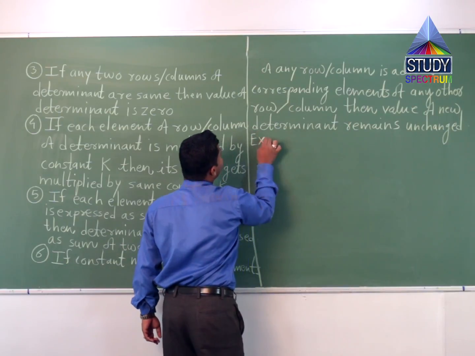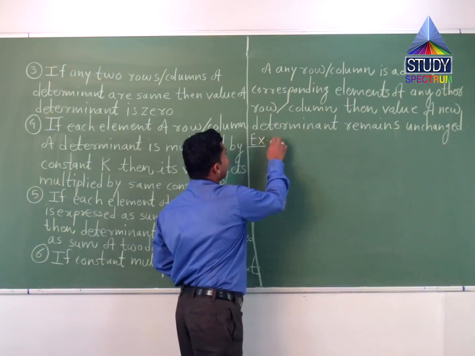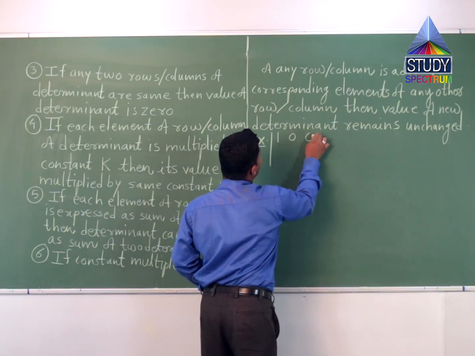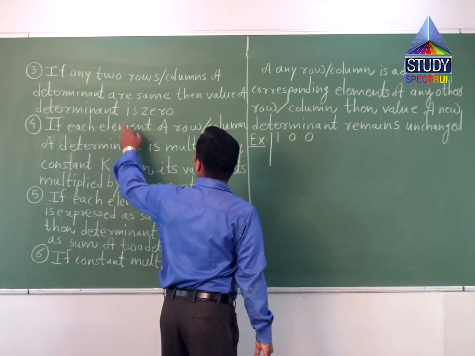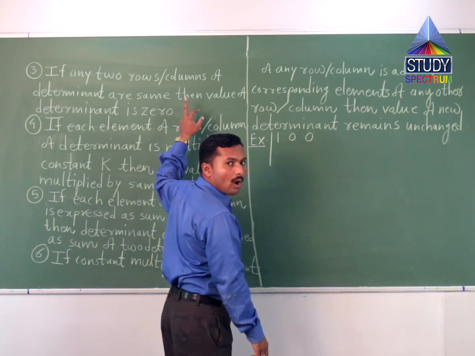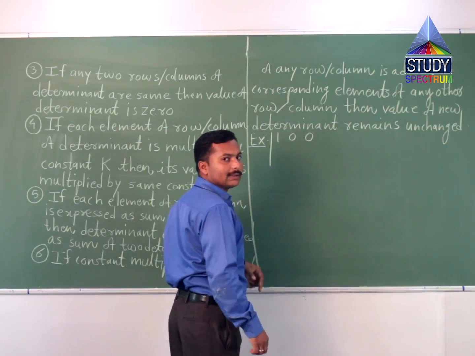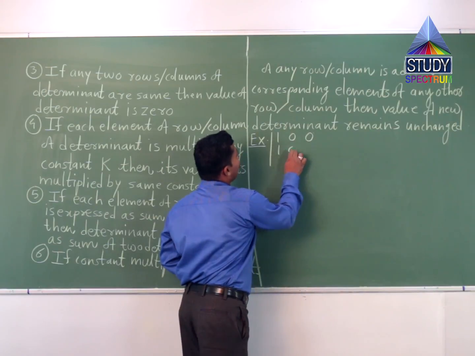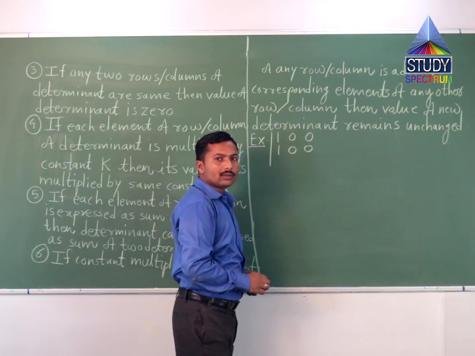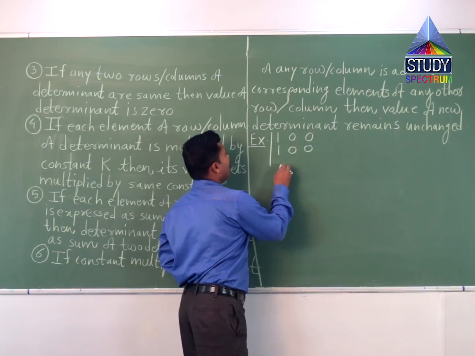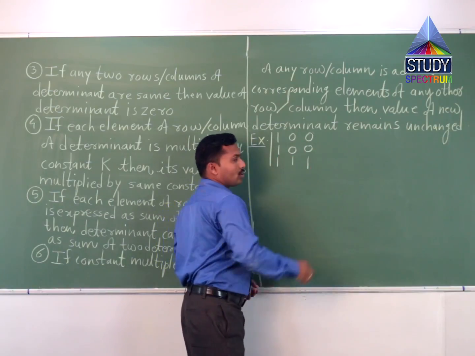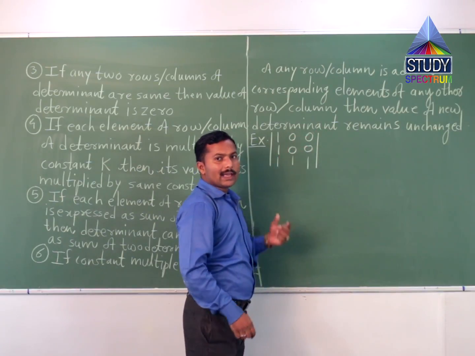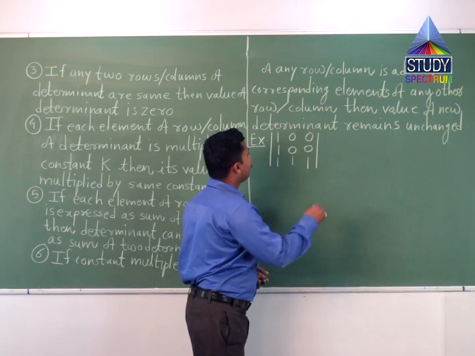Suppose, for example, this determinant: 1 0 0, 1 0 0. If any 2 rows or columns of a determinant are the same, so suppose 1 0 0 and 1 0 0. These 2 rows are the same, and this is the third row, 1 1 1. These 2 rows are the same, so we discuss the determinant.